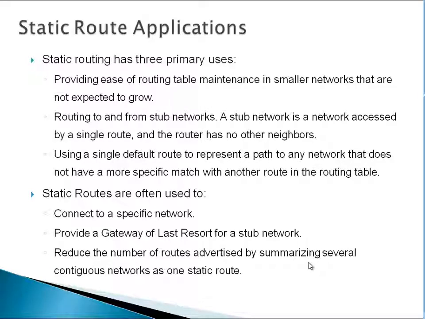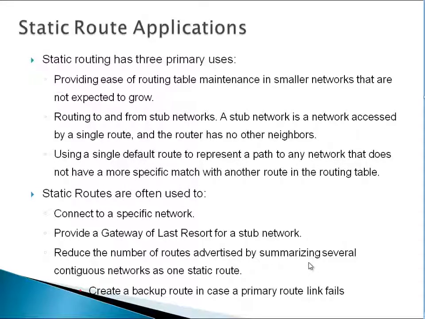Reduce the number of routes advertised by summarizing several contiguous networks as one static route. So instead of sending, for example, I have a neighbor here, and I have 10 routes: route 1, 2, 3, 4, 5, 6, 7, 8, 9, 10. Instead of me sending route 1, route 2, route 3, route 4, and so on, I can just say, okay, my neighbor, I have routes 1 to 10. That's summarizing. You're sending only one update instead of 10 individual updates. We will learn how to do summary in this lesson.